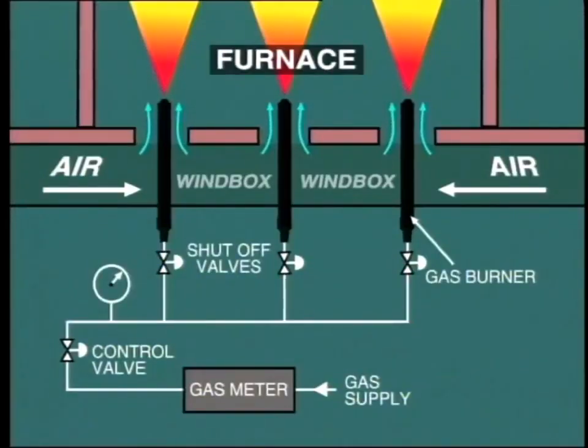The gas is then supplied through a control valve to all of the burners. Atomization is not required, as this fuel is already in gaseous form. Natural gas, and oil for that matter, is highly volatile because of the high hydrogen content. This means that it ignites readily and burns quickly.